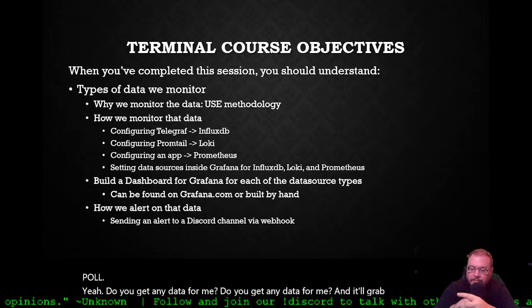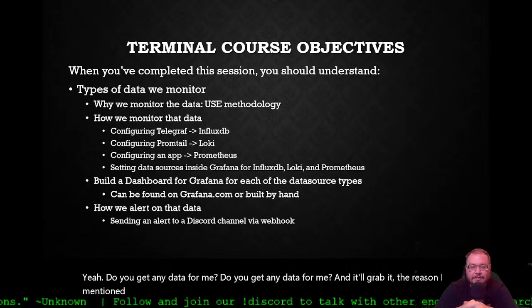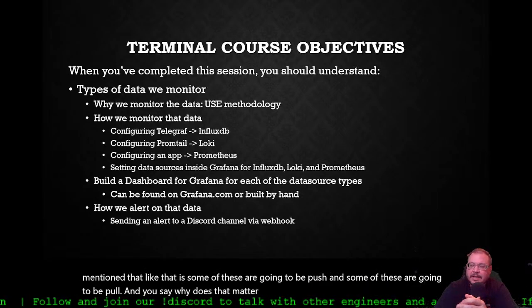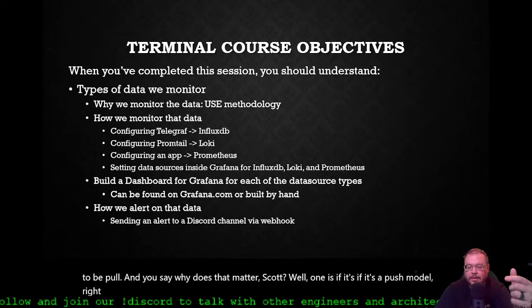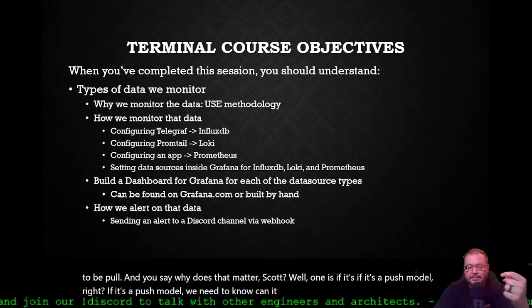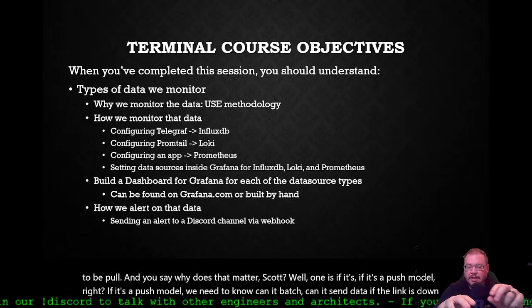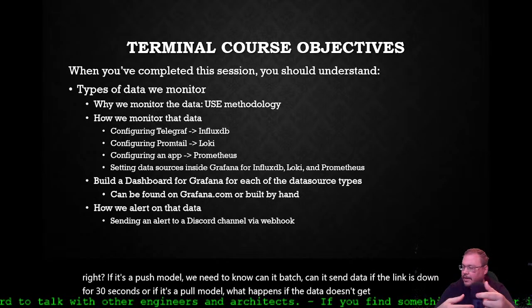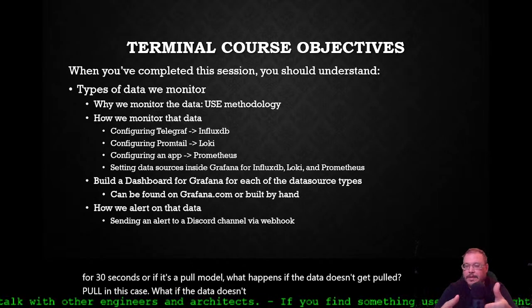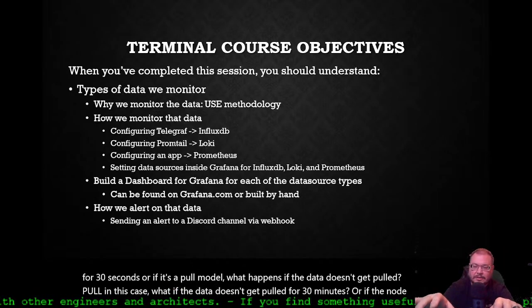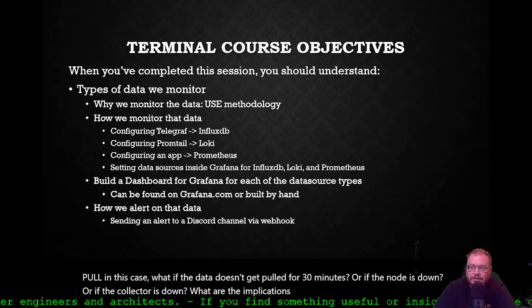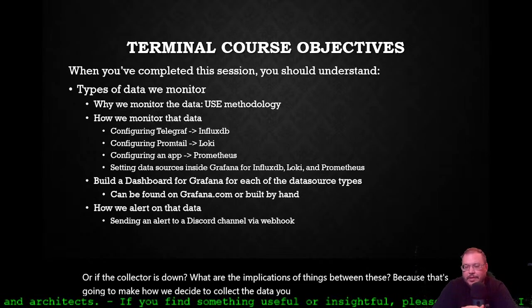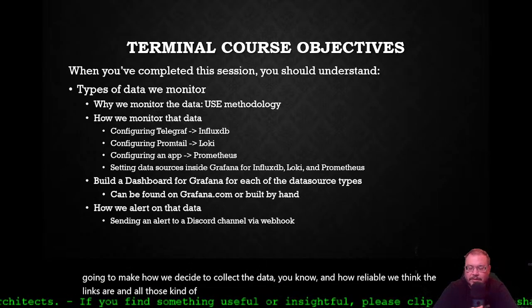And it'll grab it. The reason I mention that is that some of these are going to be push and some are going to be pull. You say, well, why does that matter, Scott? Well, if it's a push model, we need to know, can it batch? Can it send data if the link is down for 30 seconds? Or if it's a pull model, P-U-L-L, what happens if the data doesn't get pulled for 30 minutes, or if the node is down, or if the collector is down? What are the implications? Because that's going to shape how we decide to collect the data, and how reliable we think the links are, and all those kinds of things.